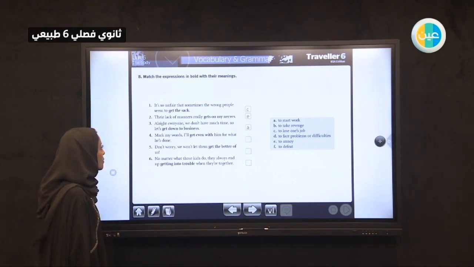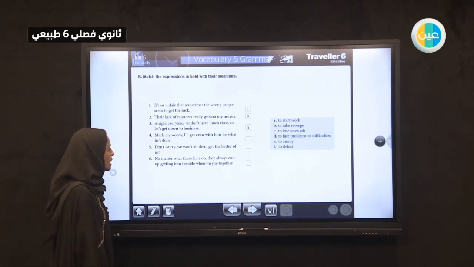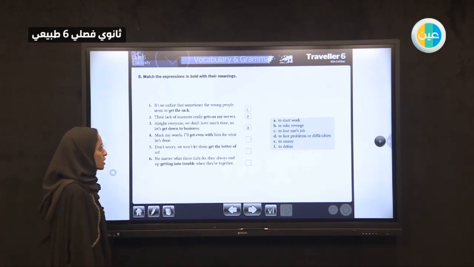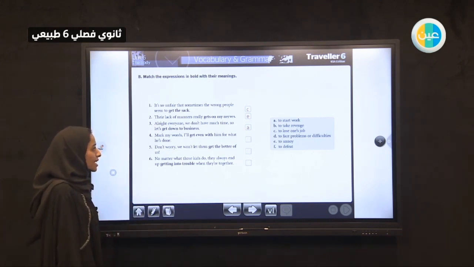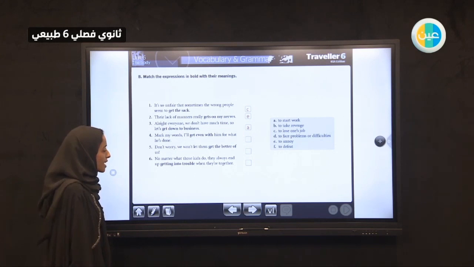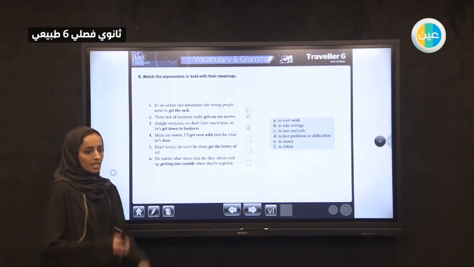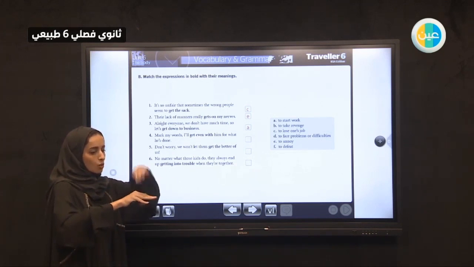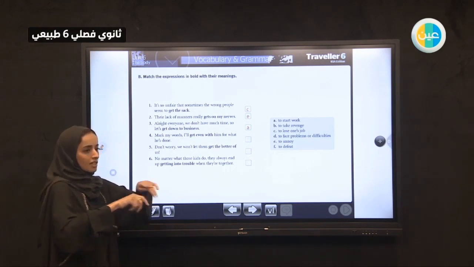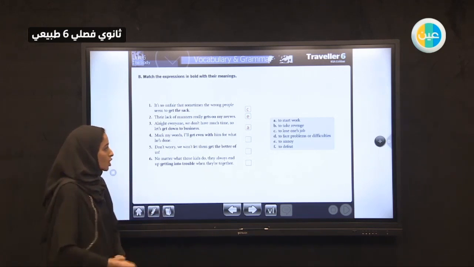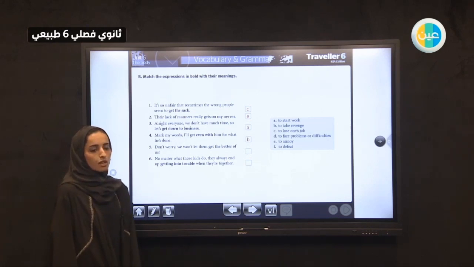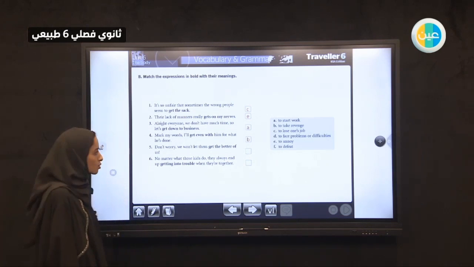Number 4, mark my words. I will get, he's so mad here. Mark my words. I will get even with him for what he has done. So the story is that someone had done something bad to another. So that one is so sad and he wants to get even. He wants to be the same with him. So it's the idea of revenge. So B, to take revenge. I want to take revenge.